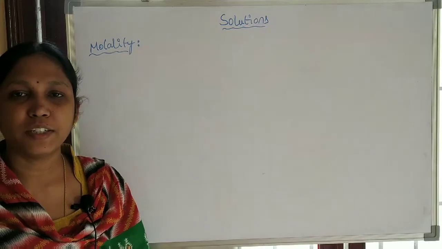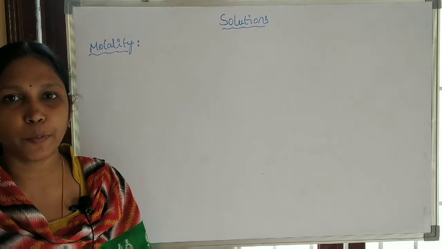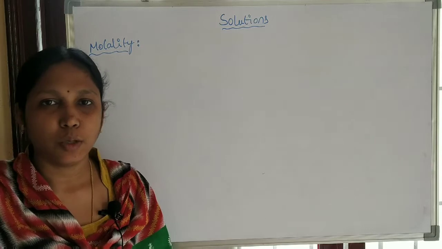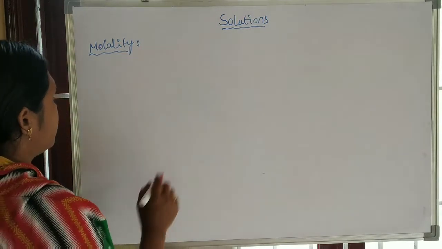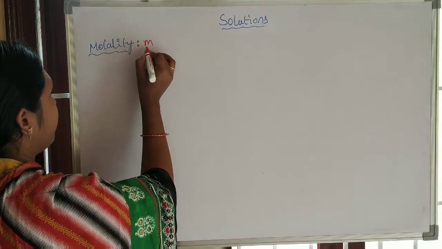Let's see the concept, that is molality. In the previous session, all of you learned normality. Now I will explain molality. Molality is indicated with a small m.